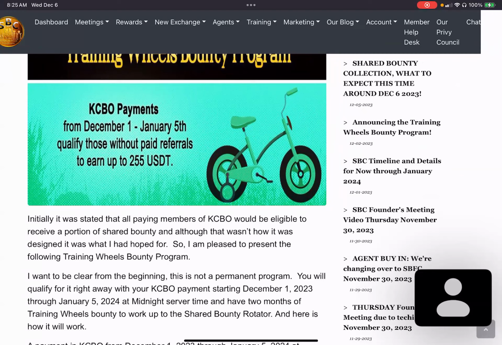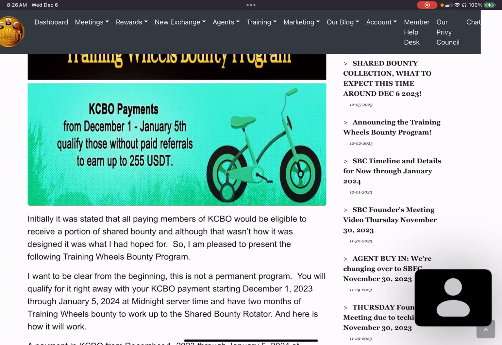Now we're going to allow you to remain in this program for 2 months. That's from the start of you entering the training wheels program until you have 2 months after you've expired there. That's when we expect and we hope that you have learned from your sponsor how to become your own sponsor and bring in your own referrals.